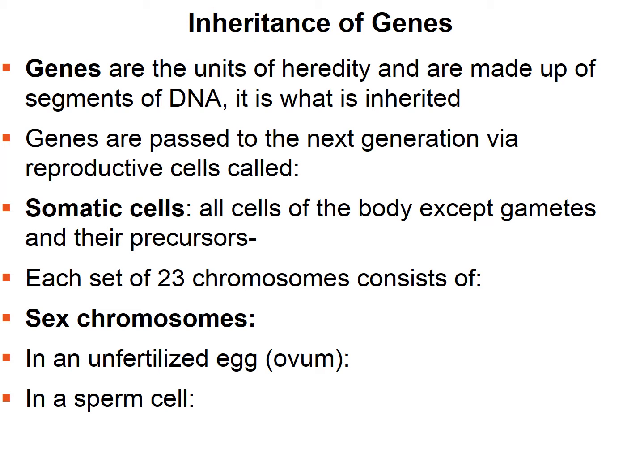Now in those sets of 23 chromosomes that we have in gametes, each has 22 autosomes, or what you can call a normal chromosome. It also has one single sex chromosome. The sex chromosomes are X and Y. In an unfertilized egg, the sex chromosome is X. An adult female is XX. In a sperm cell, it could be either X or Y because an adult male is XY.